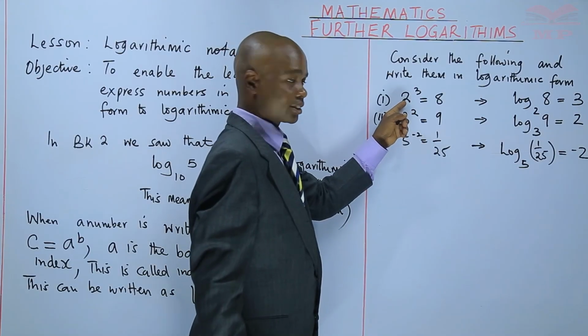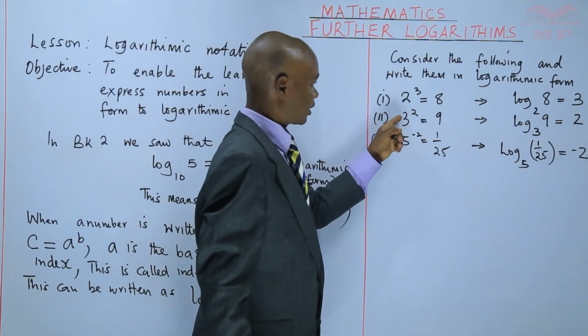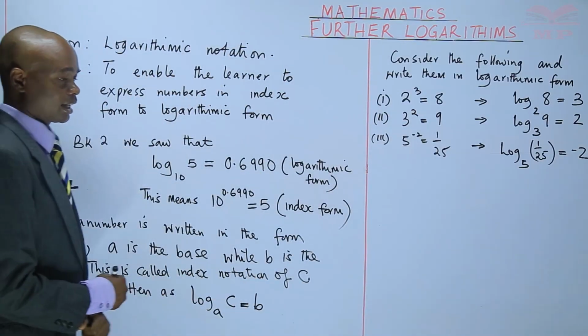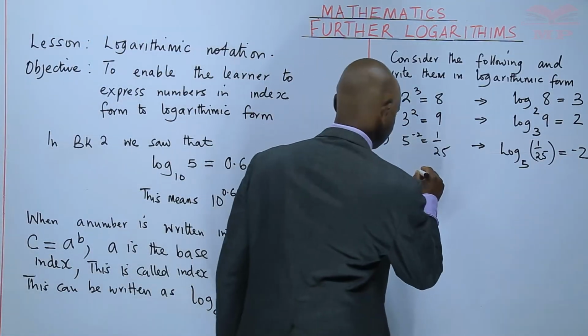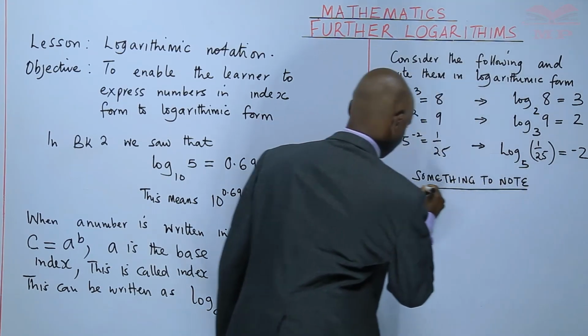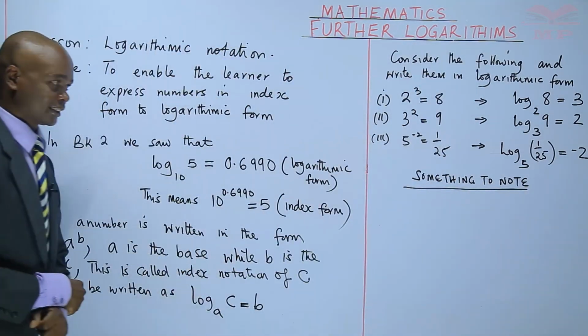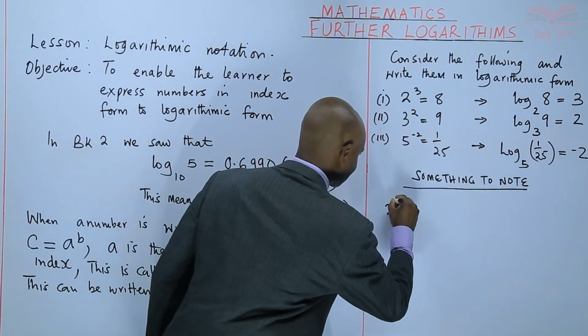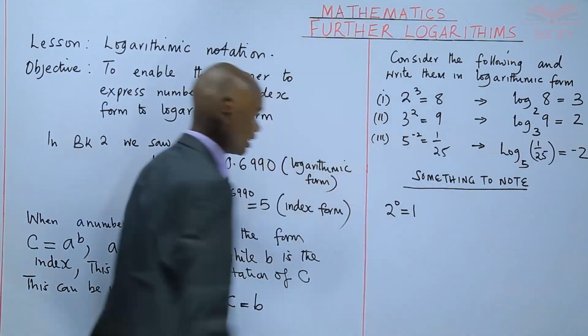The base is always the number below here. It is always the number below here. There is also something to note, as we continue, learner. There is something that will be true in what I'm going to write. 2 raised to 0 is 1, learner.